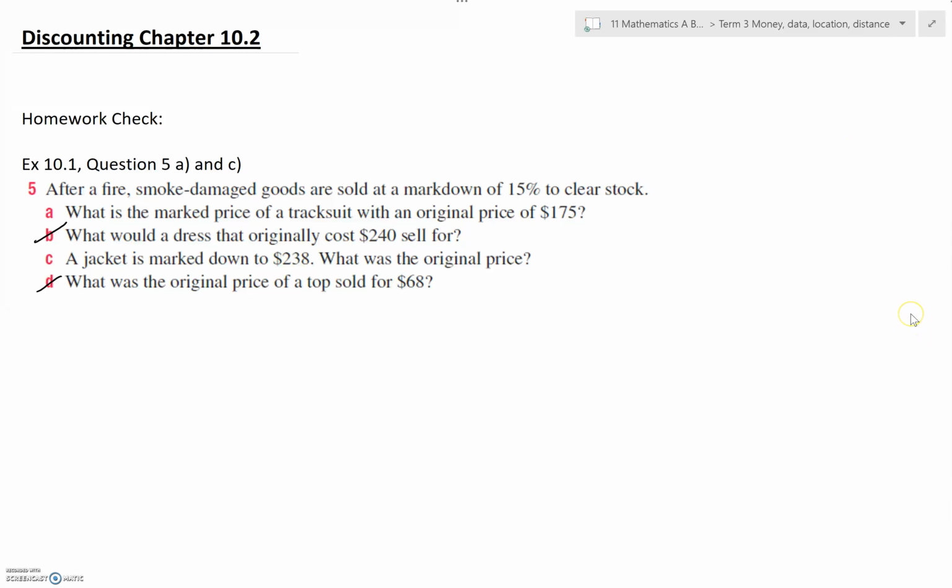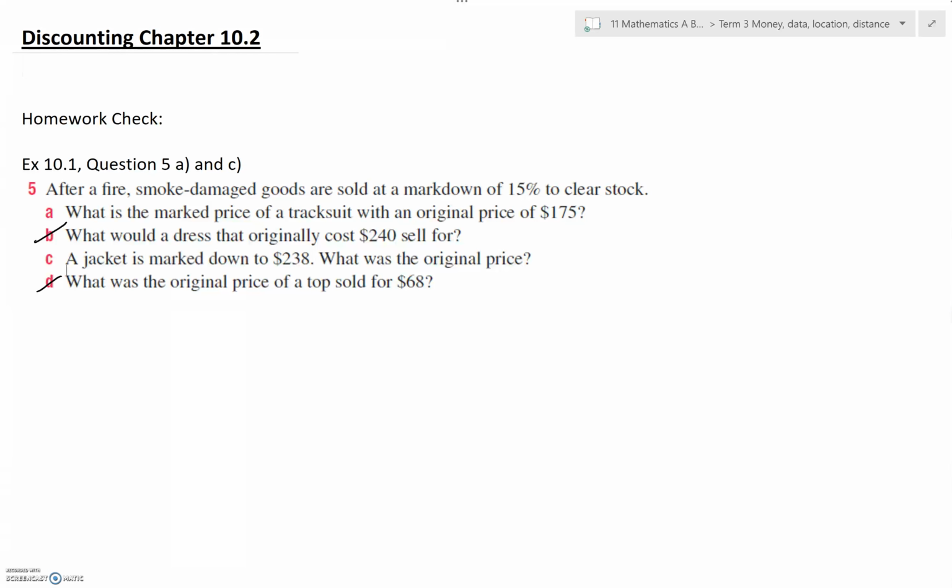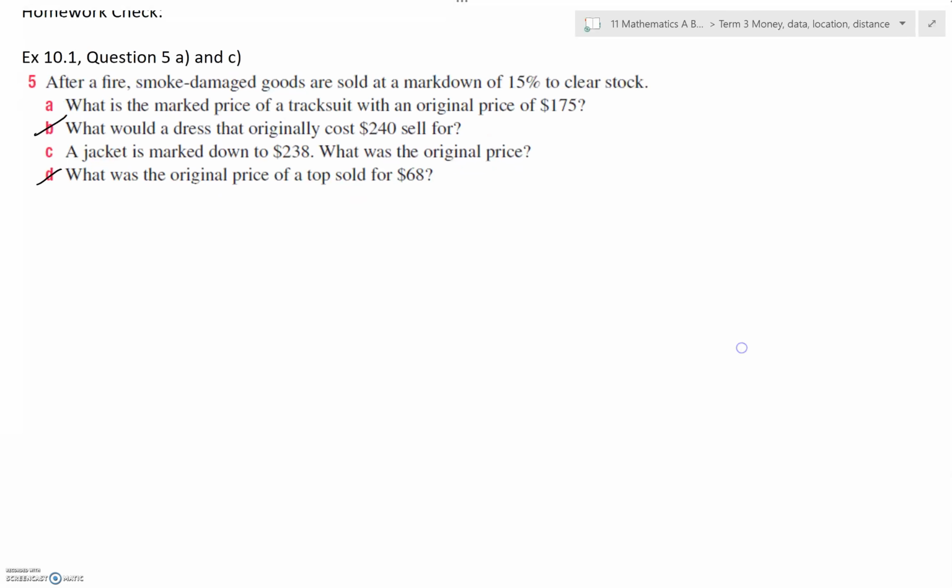Okay, so we're going to start looking at our next topic, which is discounting, or part in chapter 10.2. But before I do that, I wanted to work through a couple of parts of a homework question. In exercise 10.1, question 5, A and C was one of the ones that was set. The whole question was set, but I'm only going to do parts A and C. So let's work through that now.